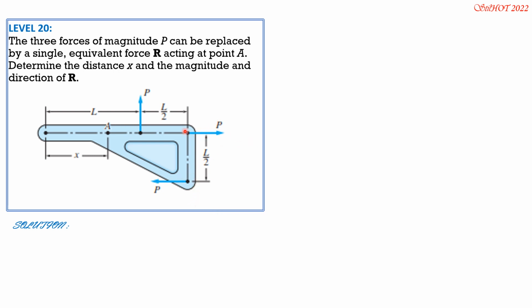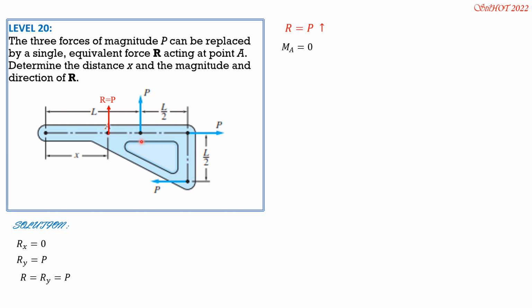Rx, these two will cancel because that's just a couple. There's no Rx. Ry is equal to P upward, and Ry is also equal to the resultant upward. So R equals P upward. Let's transfer it to A. So that's why the moment about A is 0.